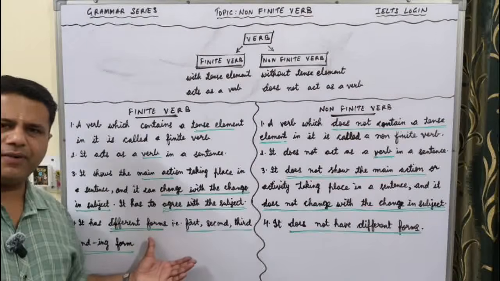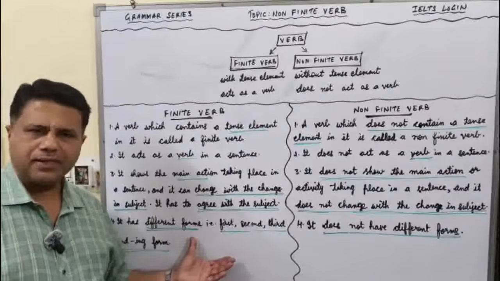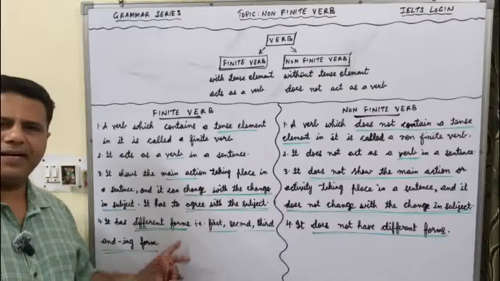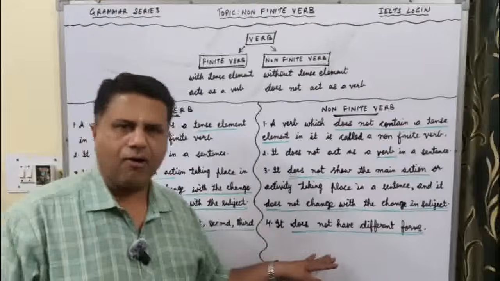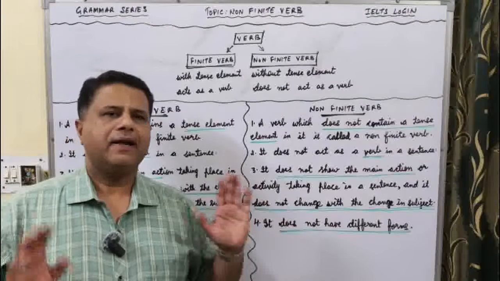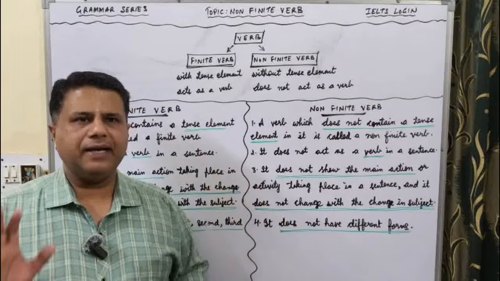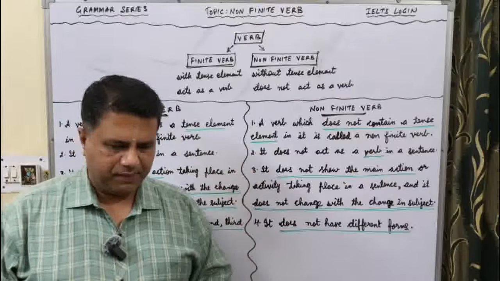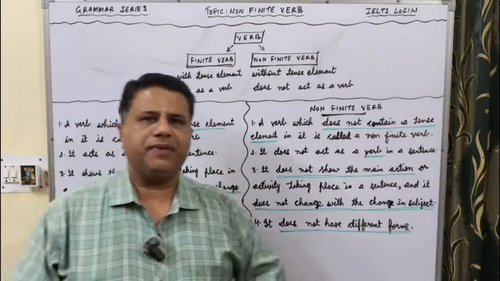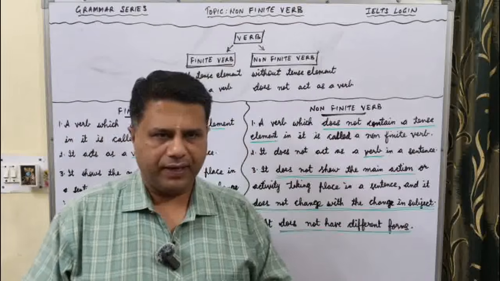So a finite verb can have different forms: first form, second form, third form, and ing form. But a non-finite verb will not have different forms. There will be only one form of non-finite verb. Different forms will not be there. This is the difference between finite and non-finite verb.